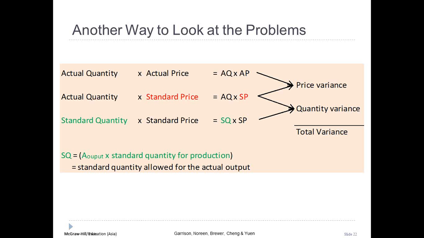Move on to the third row. We move the next variable from the right. In this case, it hits the final line, which is typically the flexible budget. Therefore, the third row is based on the standard quantity allowed for the actual output times standard price per unit. That means it is based on actual output times standard quantity for the actual production times standard price per unit.